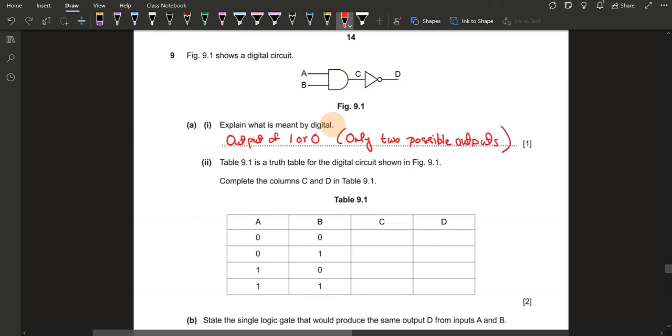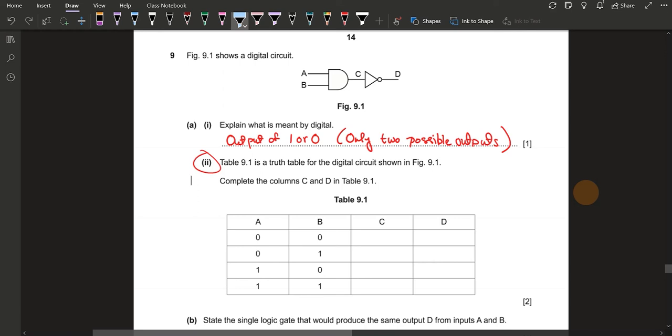Okay, so for this you'll get 1 mark. And part 2 says table 9.1 is a truth table for the digital circuit shown in figure 9.1. Complete columns C and D. As you can see here, this is an AND gate and this is a NOT gate. So first we can do C.